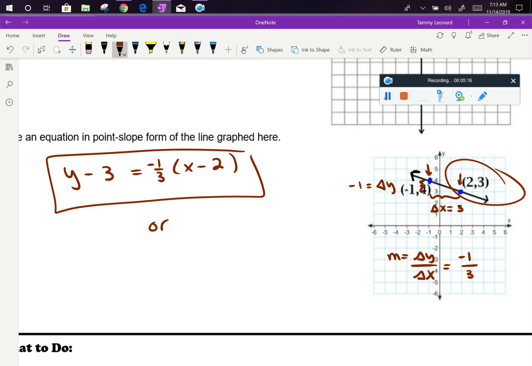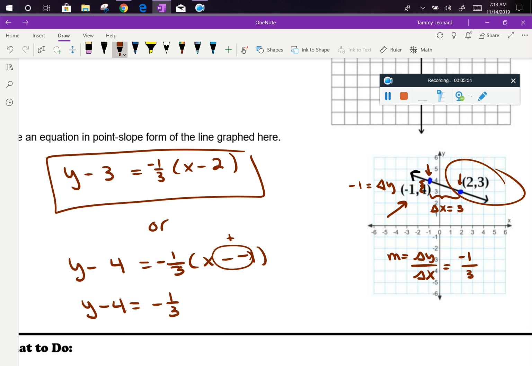Someone else might have decided to use the point -1, 4. That would be fine as well. We're going to start out the same way. y minus y1 equals m times x minus x1. I'm going to replace that m with -1/3, just like we did before. This is the same line, so it has the same slope. Now my x1 is being replaced with a -1, and my y1 is being replaced with a 4. Now, most of my equation is fine as is, but I never want to leave a double negative, minus a negative. So that's going to switch to a plus. So my final answer, if I choose this particular point, is y minus 4 equals -1/3 times x plus 1.